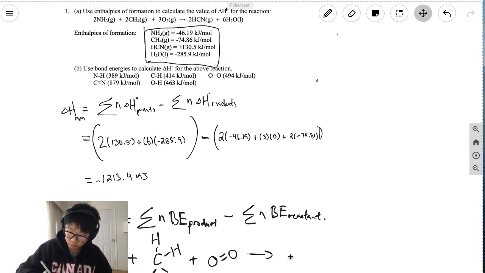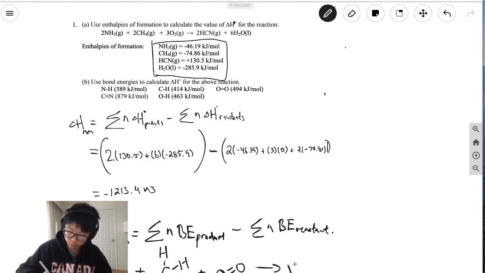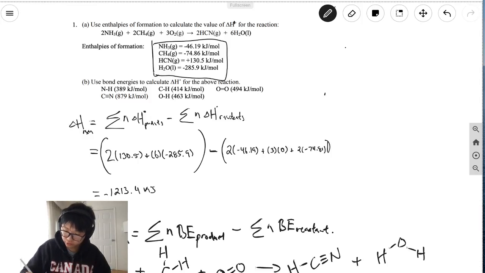HCN is another tricky one, but if you follow the rules, do your electron accounting, put the central atom, put the peripheral atoms, you would reason out that it has a triple bond between the C and the N. And then water, we know what water looks like. That's not a tricky one.